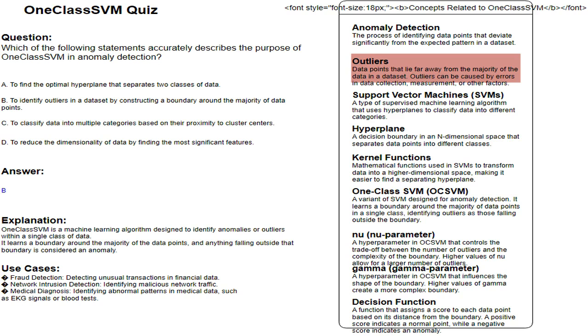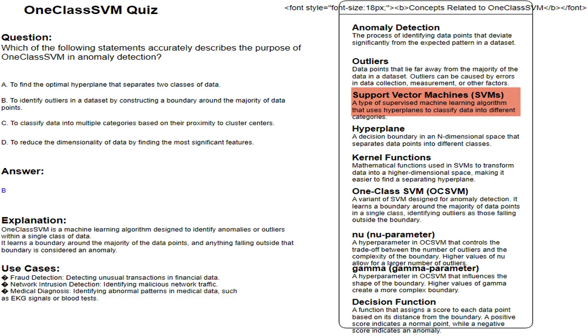One-class SVM is a variant of SVM designed for anomaly detection. It learns a boundary around the majority of data points in a single class, identifying outliers as those falling outside the boundary. Applications include fraud detection, detecting unusual financial transactions; network intrusion detection, identifying malicious network activity; and medical diagnostics, identifying abnormal patterns in medical data.